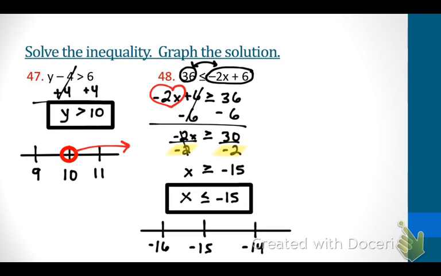Cameron, open or closed circle? Closed. Okay, why is it a closed circle? It has an equal sign, so it's saying the answer can be a negative 15, okay? And which direction should my arrow go, guys? To the left or the right?